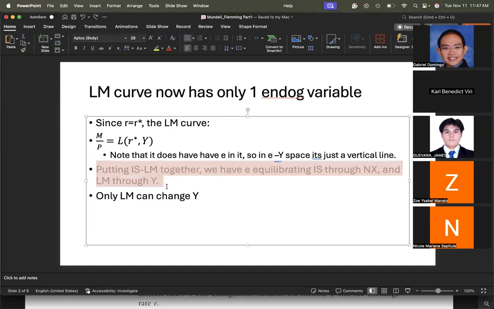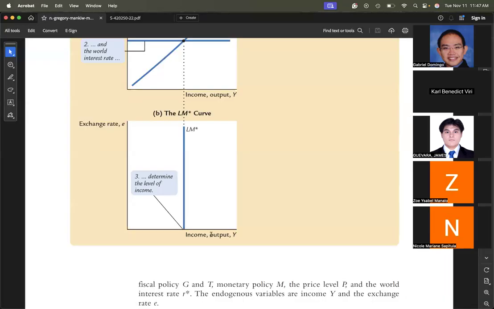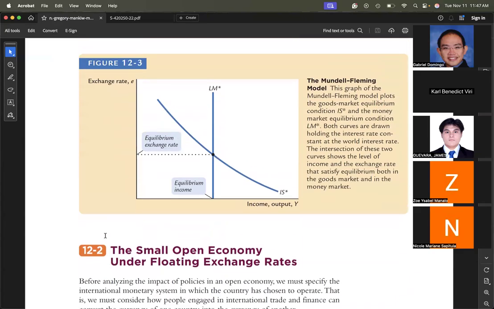So now you can put IS and LM together. We have the nominal exchange rate equilibrating IS through net exports, okay, and LM through Y, okay? So we can take a look at the picture and boom, it's even simpler. Ito na yung Mundell-Fleming IS-LM model, where again, please take note that the Y-axis has the exchange rate on it, and the higher the E, the stronger the domestic currency. GDP or real GDP is on the x-axis here.